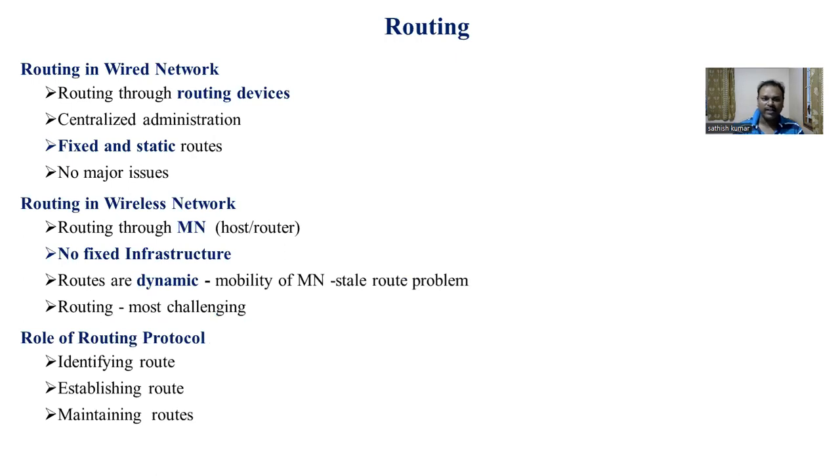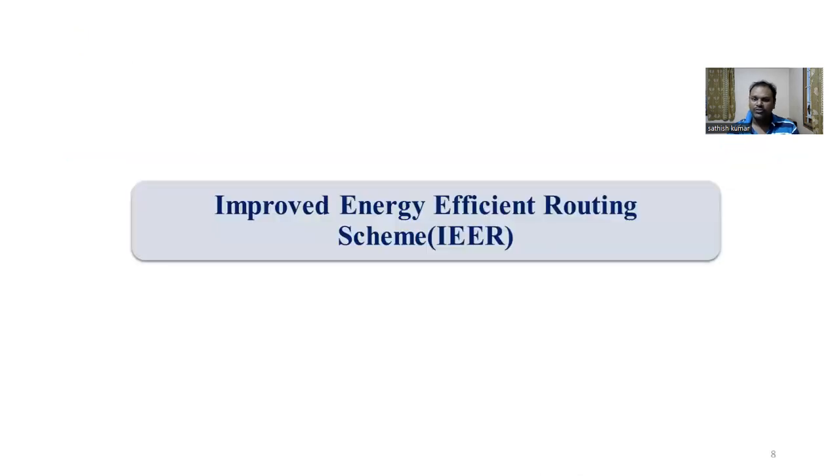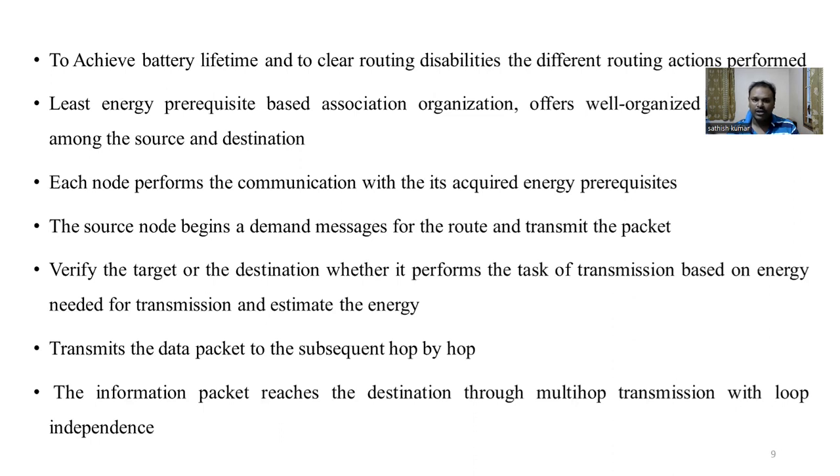In wired networks we have fixed, static routing, while routing in wireless networks has no fixed infrastructure. Routes are dynamic, and the roles of a routing protocol are identifying the route, establishing the route, and maintaining the route. The main objective is to improve the energy efficient protocol and select nodes with a minimal degree of energy consumption. My proposed work aims to extend battery lifetime and resolve routing issues. The least energy prerequisites, based on an association rule, offer well organized routes between the source and destination.